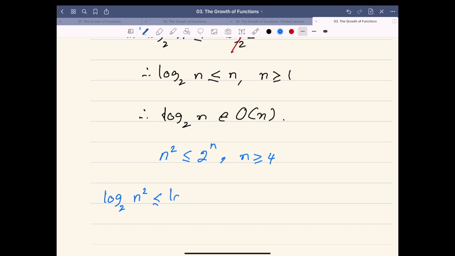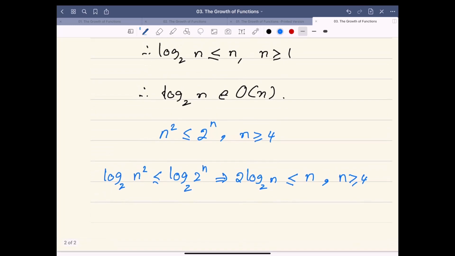Now take log base 2 of both sides, so we will have log 2 of n squared less than or equal to log 2 of 2 to the power n. Now apply the logarithm properties, so you will have 2 log 2 of n less than or equal to, and when you apply the logarithm rule on power, n will come down, and the resulting logarithm will be n log 2 of 2, and log 2 of 2 is equal to 1. So here we will have less than or equal to n for all n greater than or equal to 4.